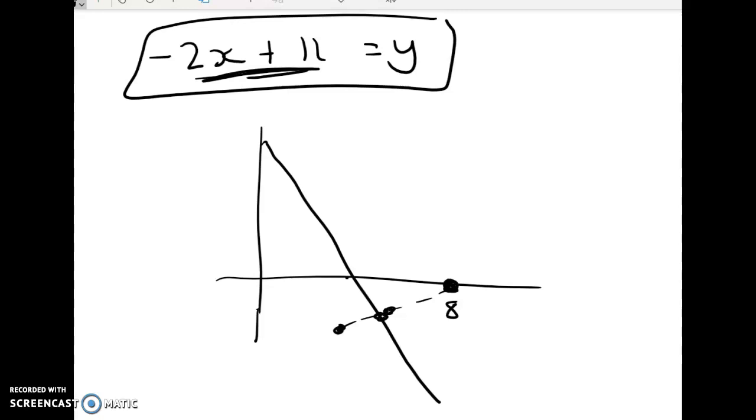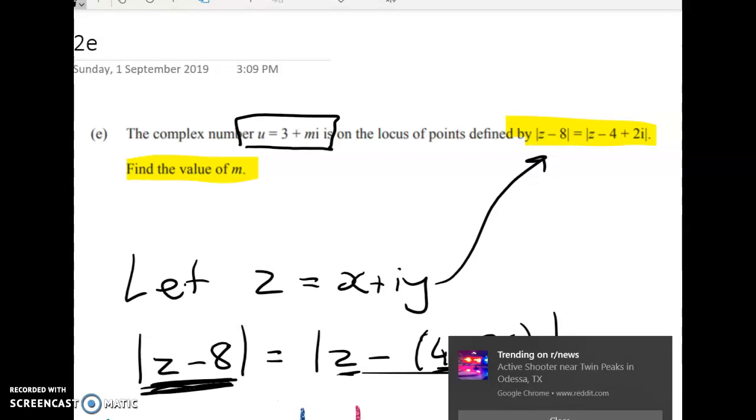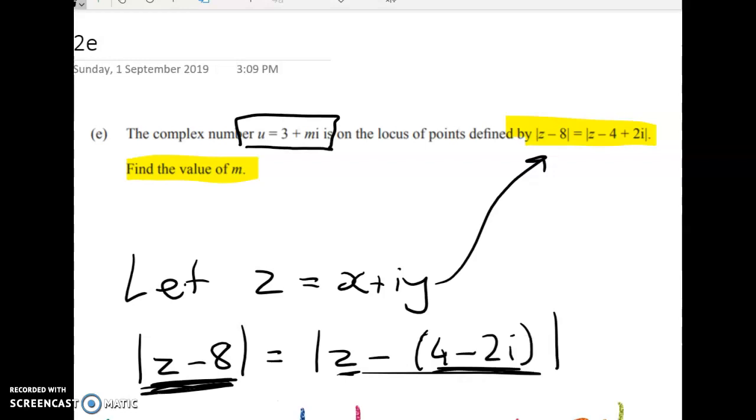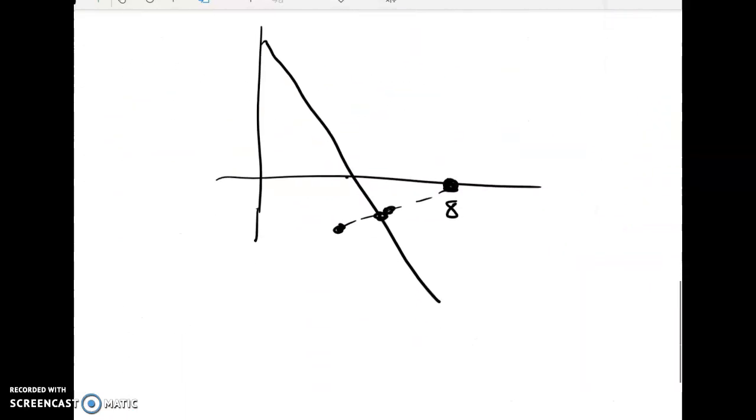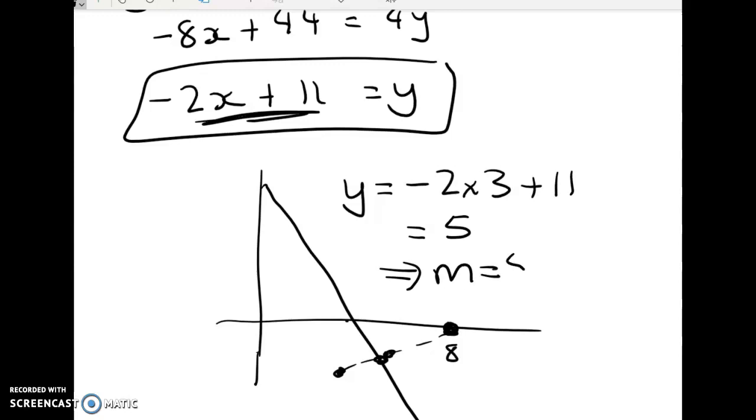Anyway, what we have to do last is to use that equation because we're told that somewhere on that locus is this complex number. u is equal to 3 plus mi, and we have to find the value of m. In other words, when x is 3, what is y? So y is equal to negative 2 times 3 plus 11, which is 5. So m is equal to 5.